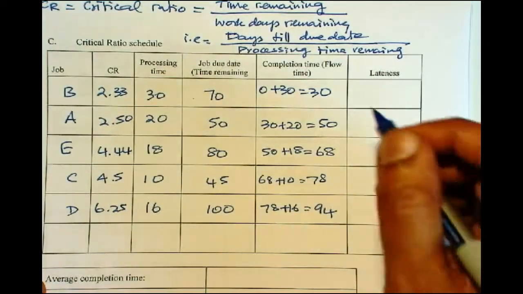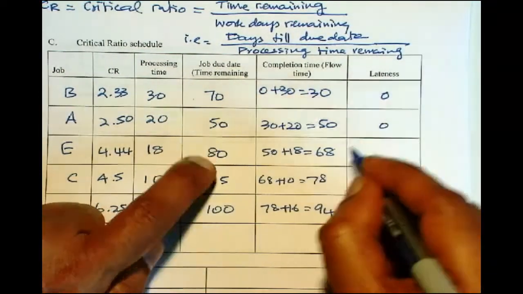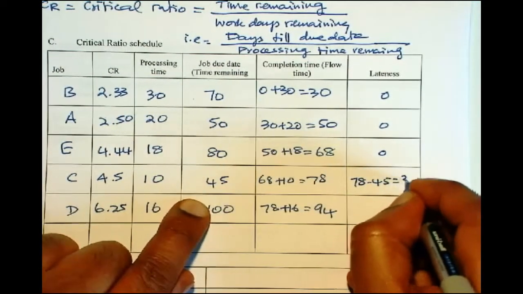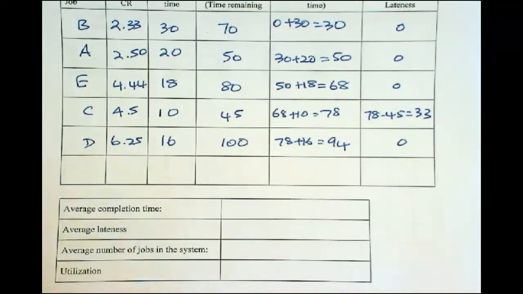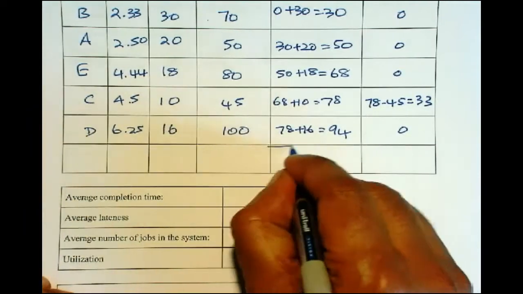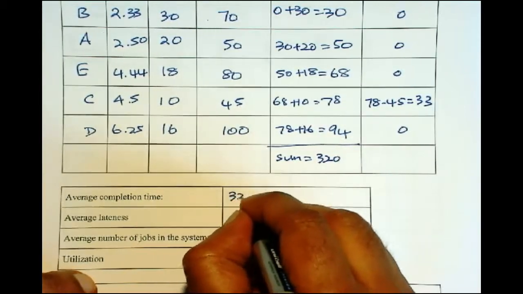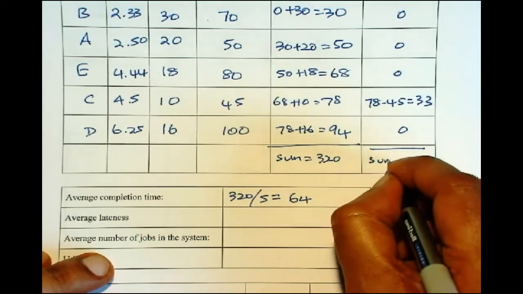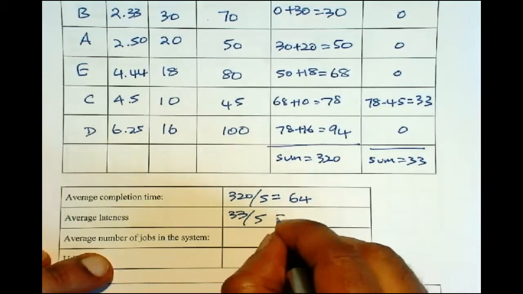Now lateness here is: 30 is before 70, 50 is okay too, 68 is before 80. So here we have 78 minus 45 is 33, 94 is before 100, so 0. Now let's compute the measures. So we need the sum of this, which is 320. So 320 over 5 is 64, and this sum is 33. So 33 over 5 is 6.6.